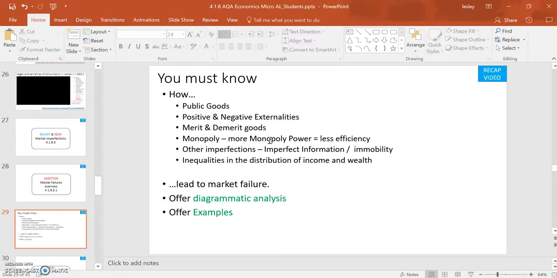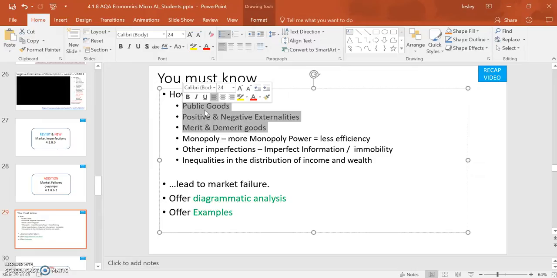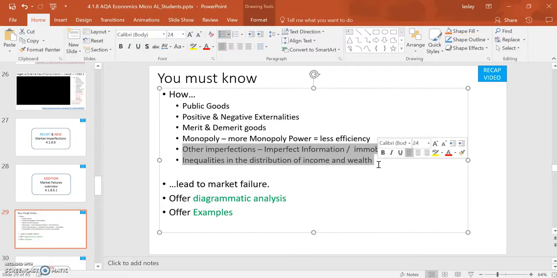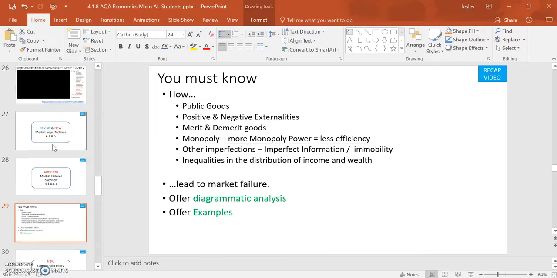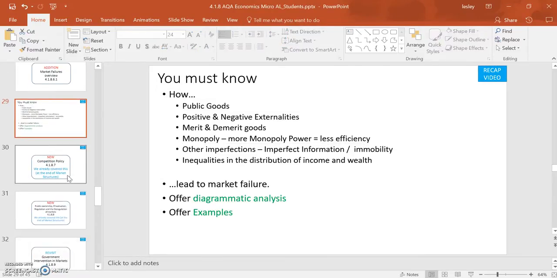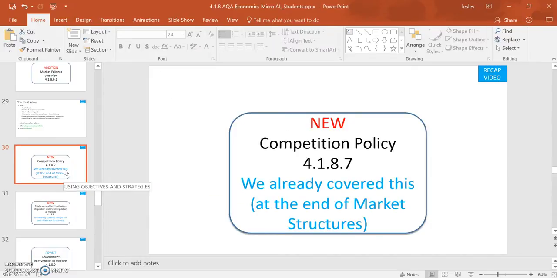And it's not just product markets, as we see here with the classic AS market failure, but also in market structures and with certain companies, and also in labour markets down here as well. Okay, so hopefully that wraps up 4186. The final two are 4187 competition policy and 4188.